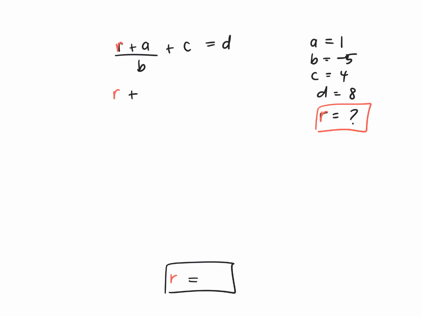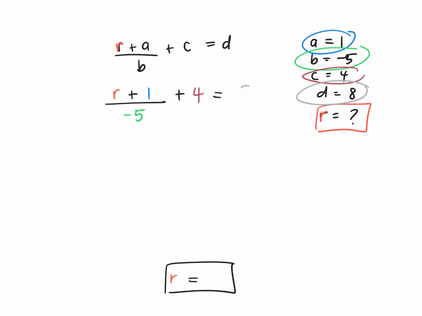r plus, what's a? 1, divided by b, which is -5, plus, what's c? 4, this time it's plus 4, and that's equal to, what's my value for d? 8. Now, this time we have r plus 1 divided by -5 plus 4. This is not part of the fraction, that's separate. And then that's equal to 8.